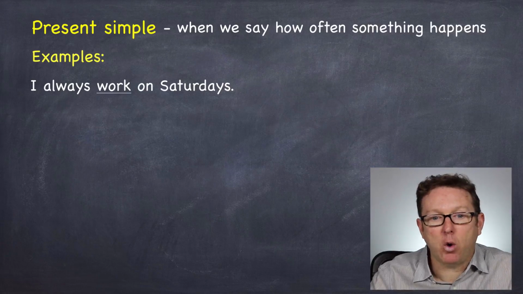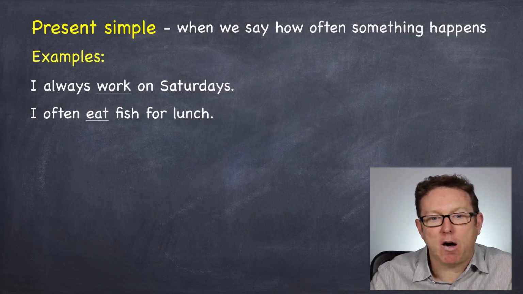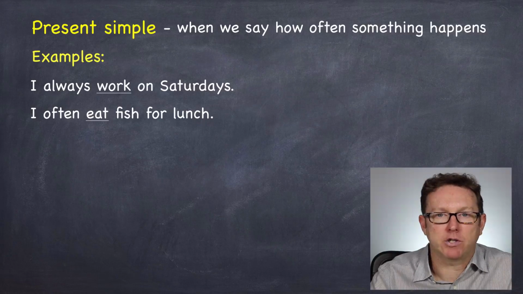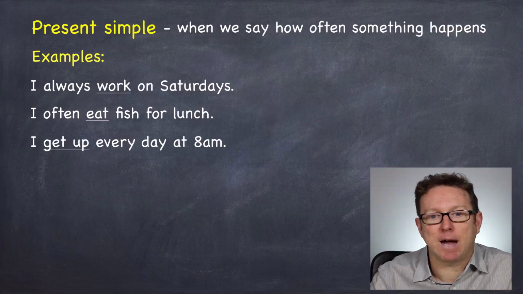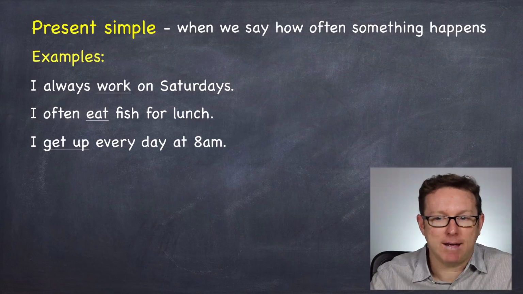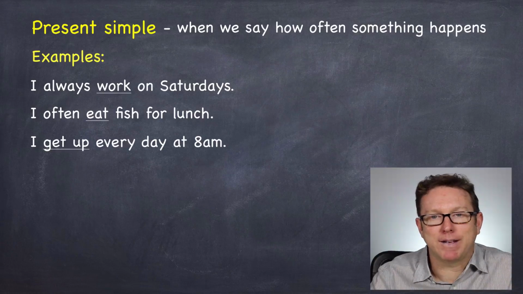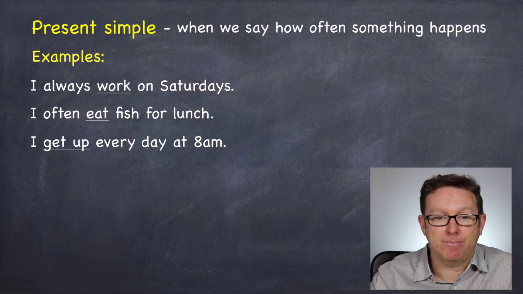Examples: I always work on Saturdays. Always. I often eat fish for lunch. So I often have fish for lunch. And I get up every day at 8 a.m. How often that happens? I get up every day. Every day it happens. I get up every day at 8 a.m.